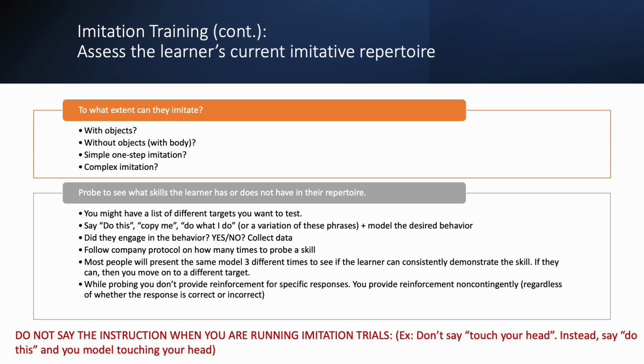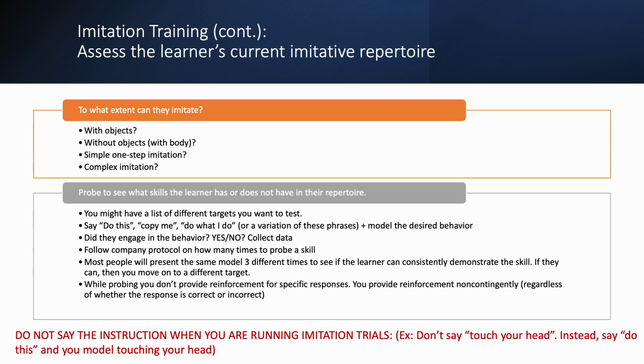It could be like you run a trial on clapping your hands, and then maybe you run a trial on opening the faucet. Maybe then you run a trial on pushing your car, and then maybe you come back to clapping your hands to see if they can clap their hands. Okay, so you're going to run 3 different trials of that particular target to see whether they can consistently demonstrate that they have that response in their repertoire.